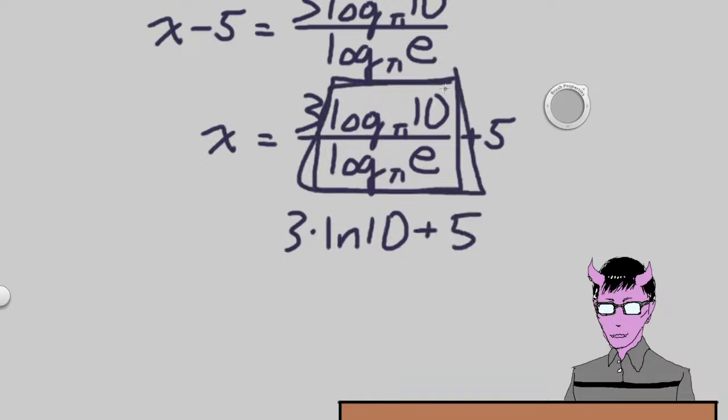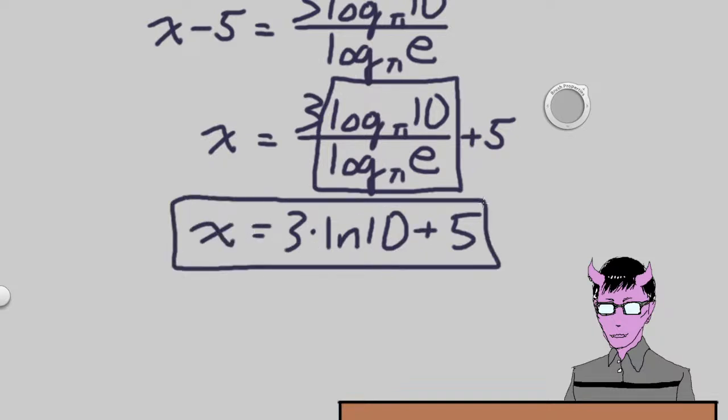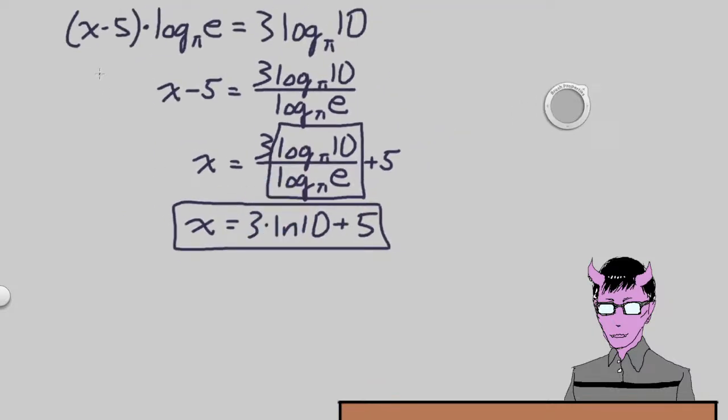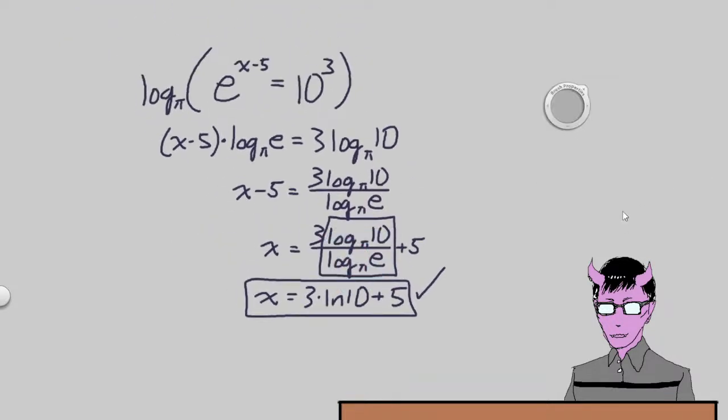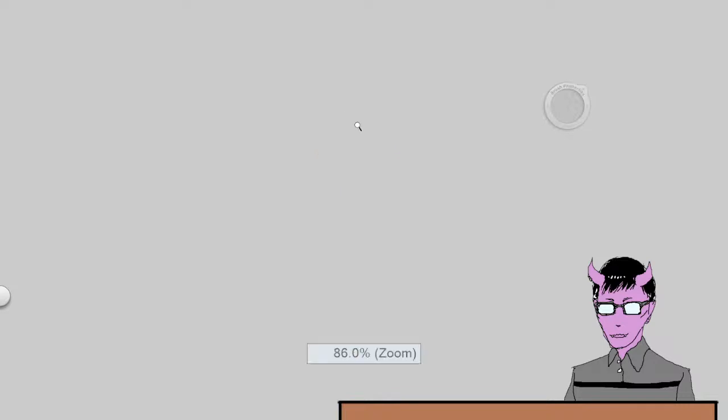So this whole rectangular thing became natural log of 10. And there it is, clean answer. That looks much better. There's no quotient anymore. And I'm pretty happy with this particular answer. So we are good to go with that one. Alright. And of course, all our other log stuff still apply.